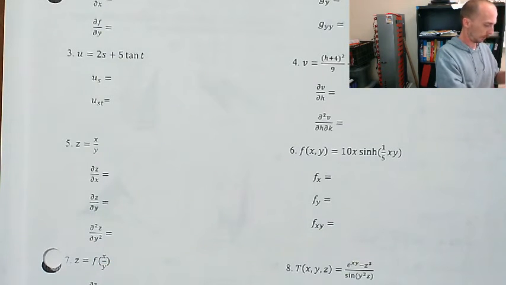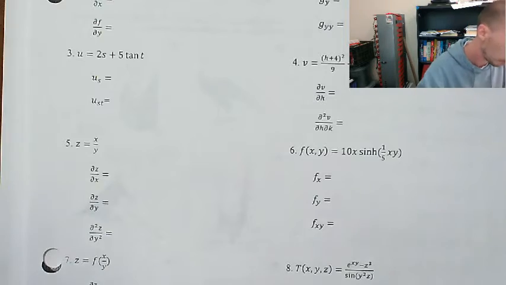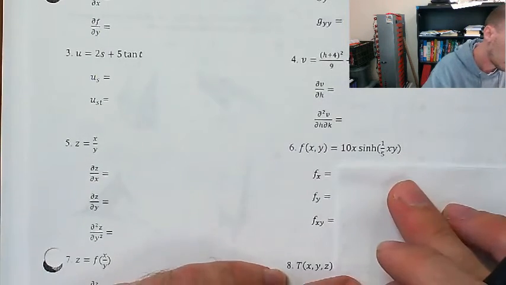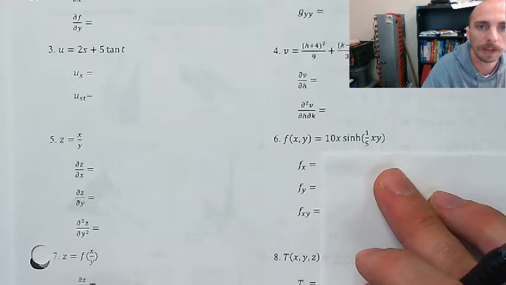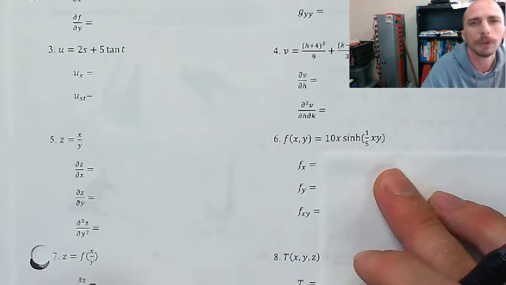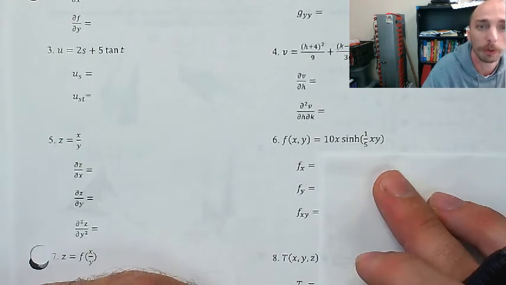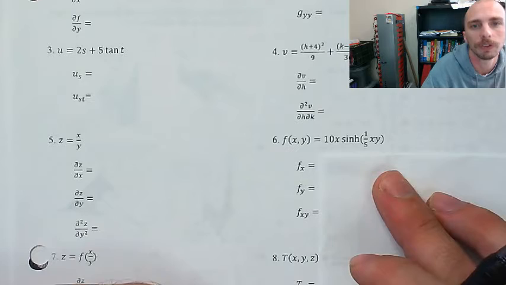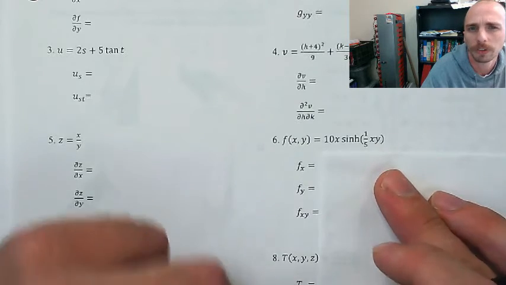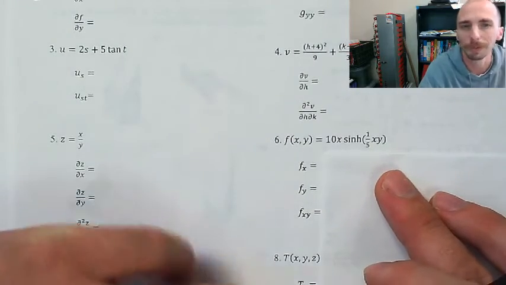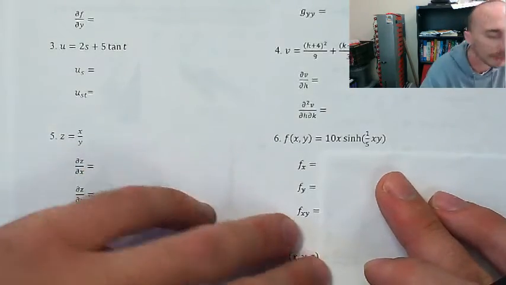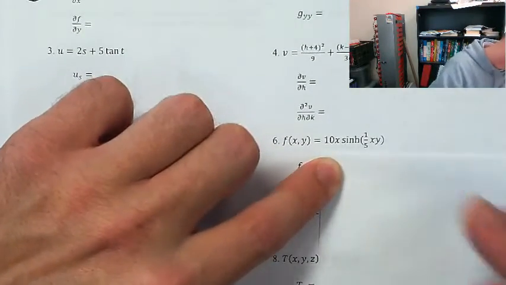Number 6, 10x times sinh of 1/5 of xy. If you didn't hear, and I think I told most of the classes in the lesson, the derivative of sinh is cosh, hyperbolic sine and hyperbolic cosine. If you don't know anything about these, feel free to skip this one. It doesn't matter. The AP exam already happened.